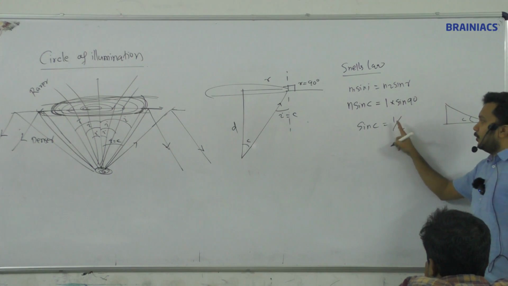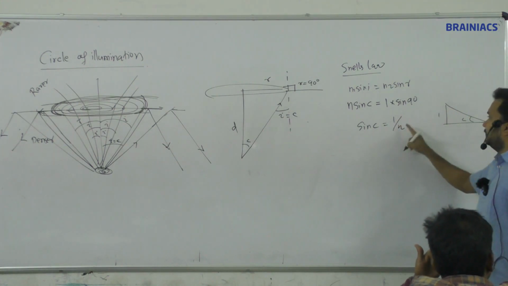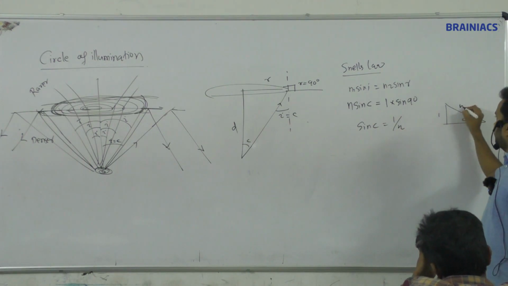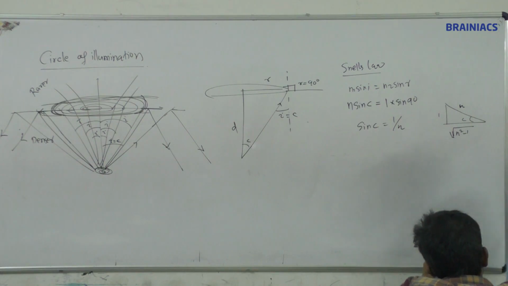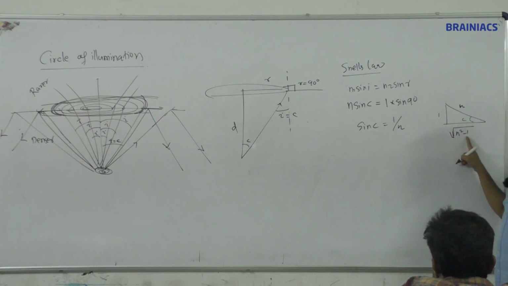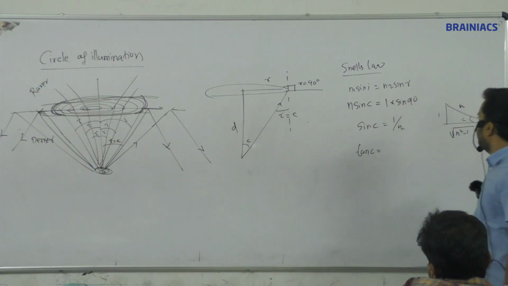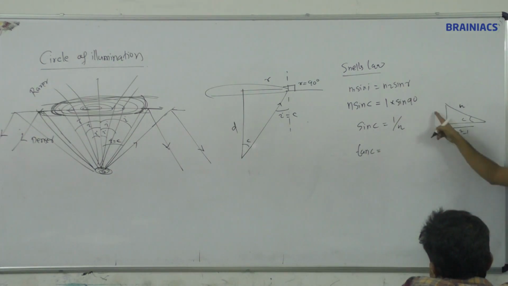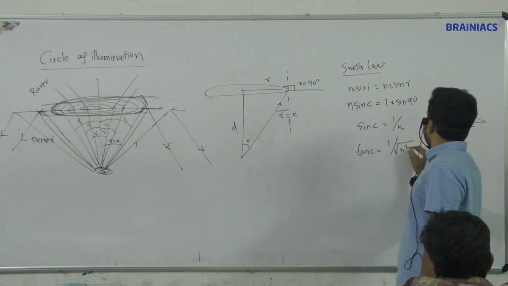Sin C means what? Opposite side by hypotenuse. So the opposite side is 1, and the hypotenuse is n. So what will this side be? Root of hypotenuse square minus base square, which is root of n square minus 1. Next, from this, what is tan C? Tan C means opposite side by adjacent side, so 1 divided by root of n square minus 1.